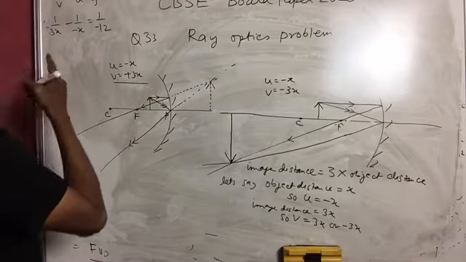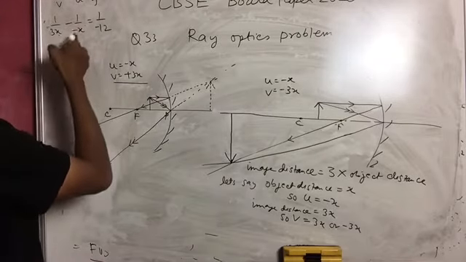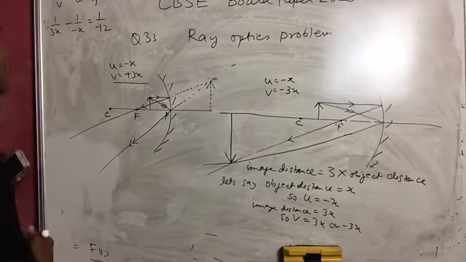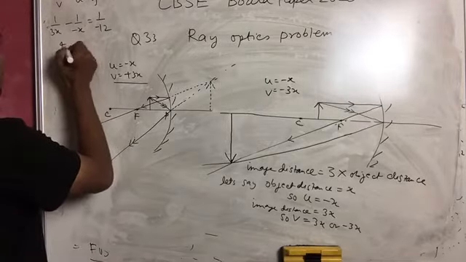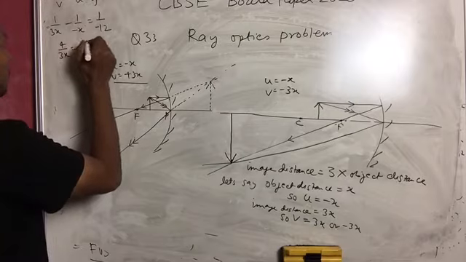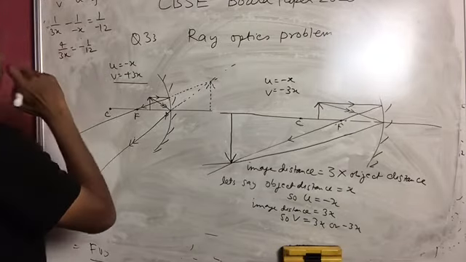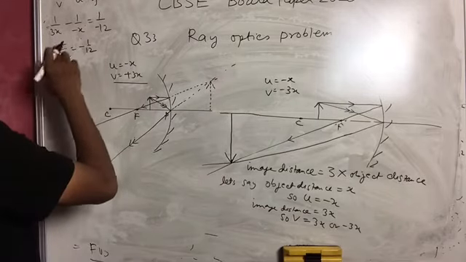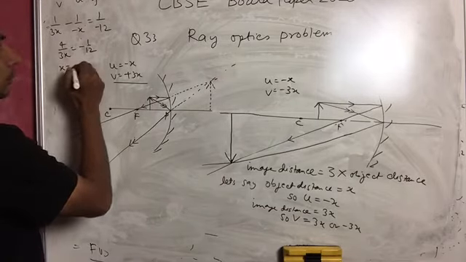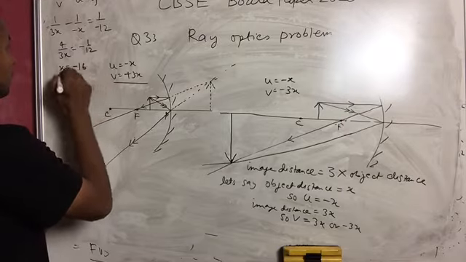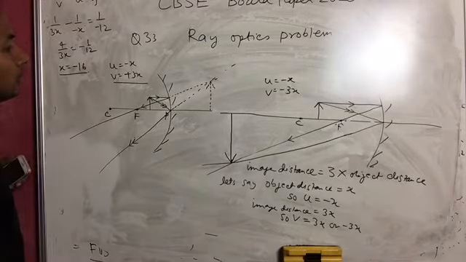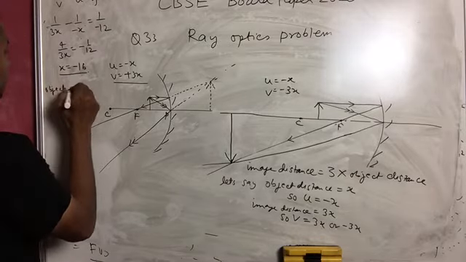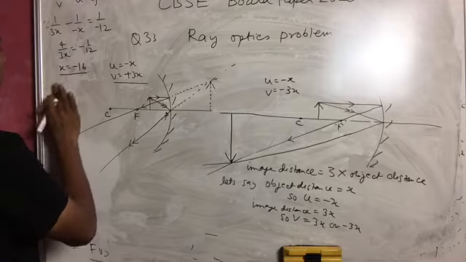Okay. So what we get is 1 by 3x plus 1 by x. So 1 by 3x plus 3 by 3x gives me 4 by 3x is equal to minus 1 by 12. So x will be minus 16. Therefore, the object distance x will be minus 16.